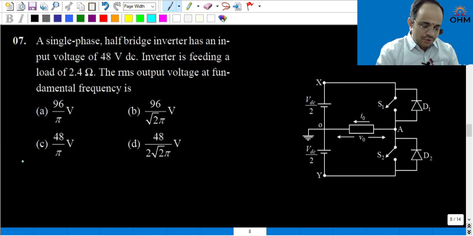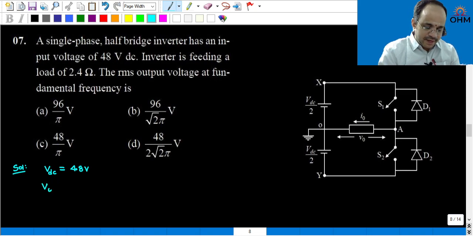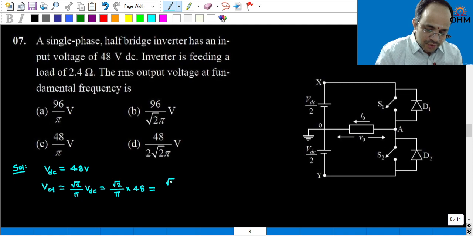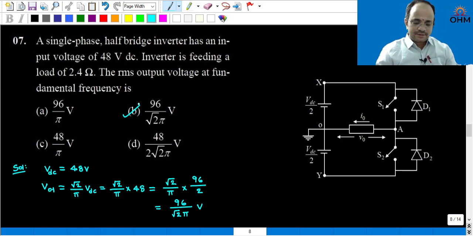Now from this, what is the data given here? The total DC bus voltage is given as 48 volt. So the RMS value of the output voltage at fundamental frequency is equal to root 2 by pi into VDC. This will give you root 2 by pi into 48. That option is not there, so you can also express this as root 2 by pi into 96 divided by 2, or 96 divided by root 2 into pi volt. Option B is the correct answer for the question.